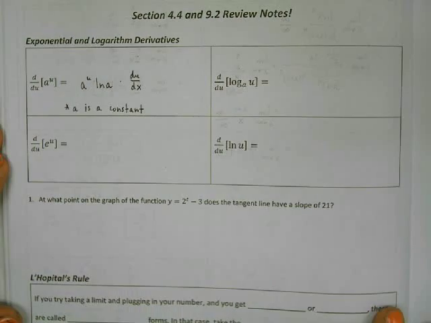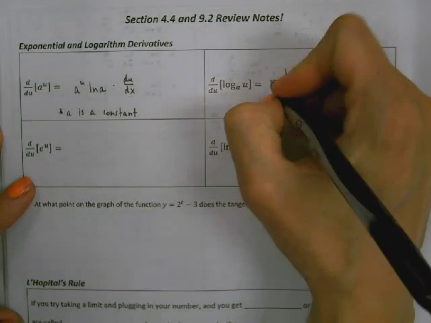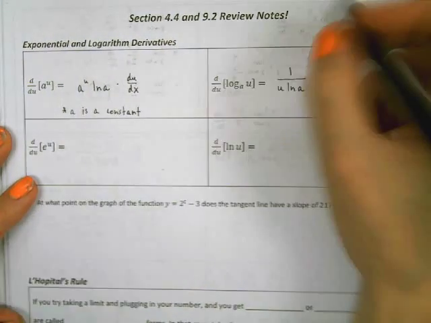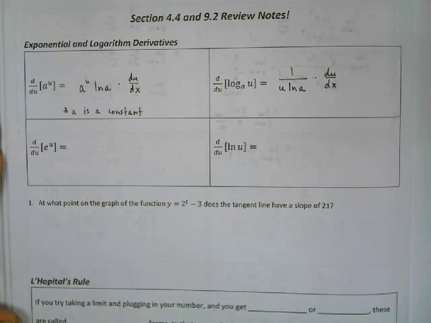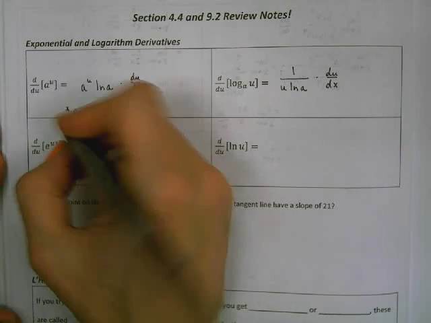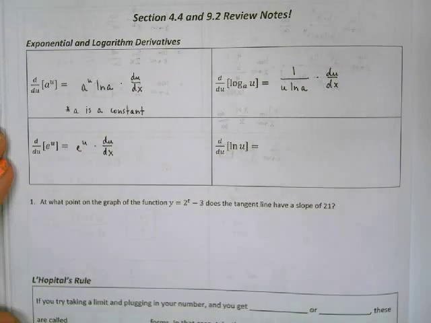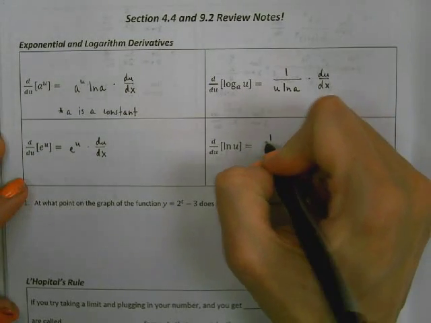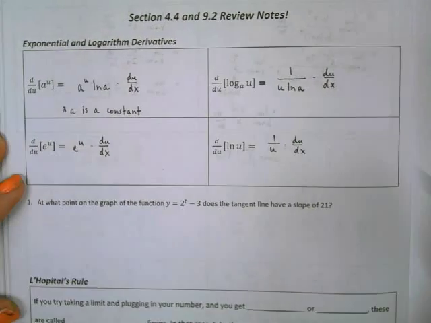Okay, next, our derivative with respect to u of log base a of u is 1 over u times the natural log of a, and then times du dx. The next one is probably the easiest to remember. Derivative with respect to u of e to the u is just e to the u times du dx. And last but not least, derivative with respect to u of natural log of u is 1 over u times du dx.